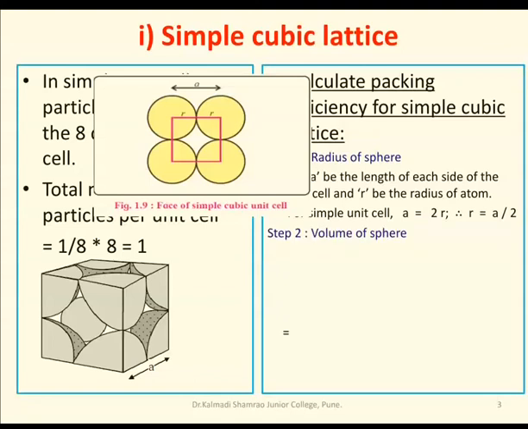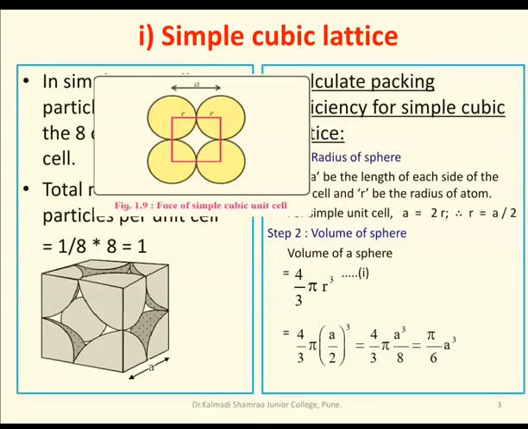Step 2 is to calculate volume of sphere. Volume of a normal sphere is given by 4 by 3 pi r cube. So substituting the value of r as a by 2 in the formula, we get 4 by 3 pi into a divided by 2 whole cube. Solving it, you get 4 by 3 pi into a cube divided by 8. Simplifying this equation, you get volume of a sphere is equal to pi by 6 a cube.